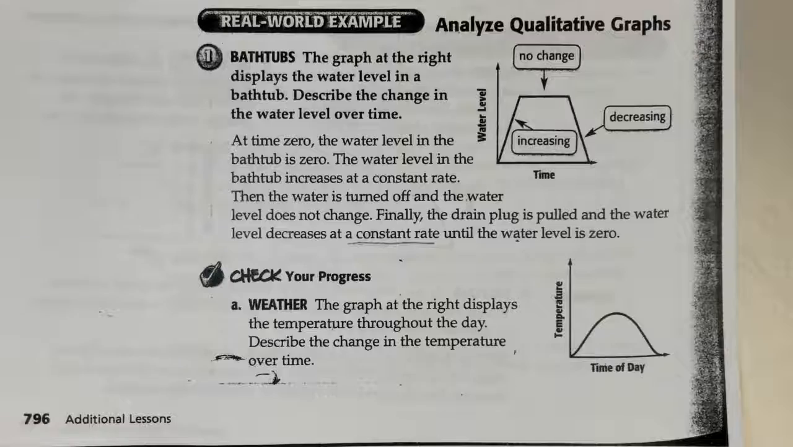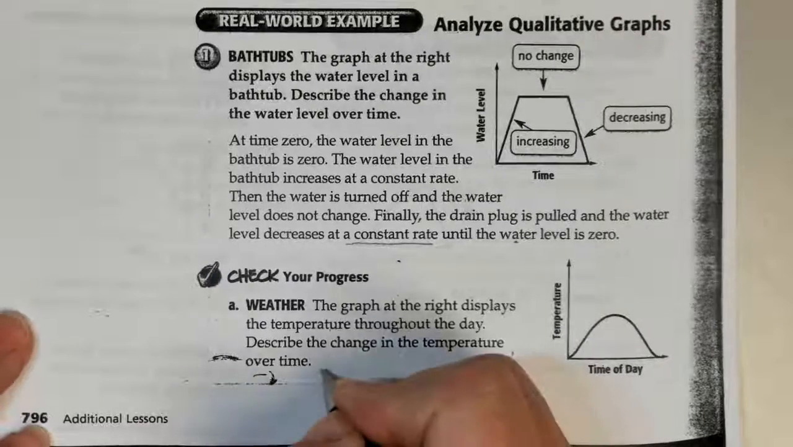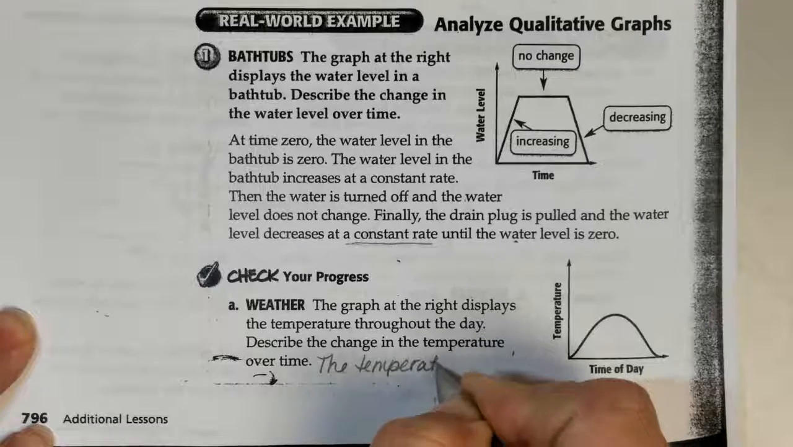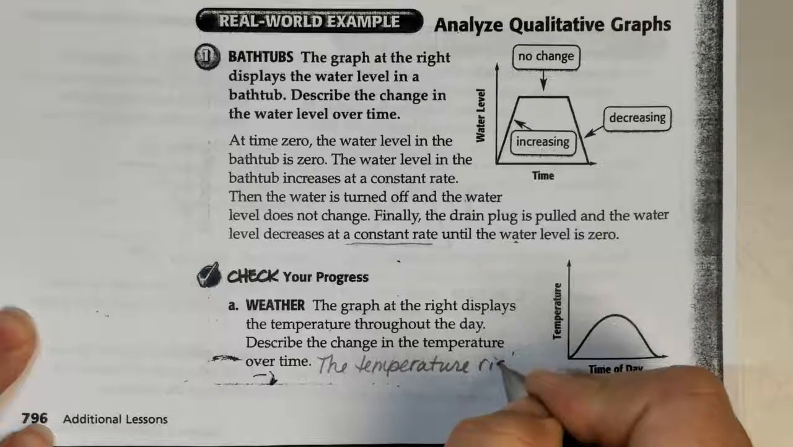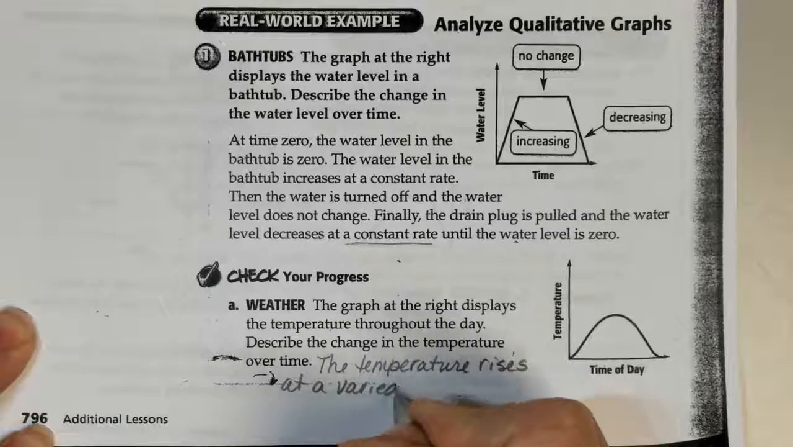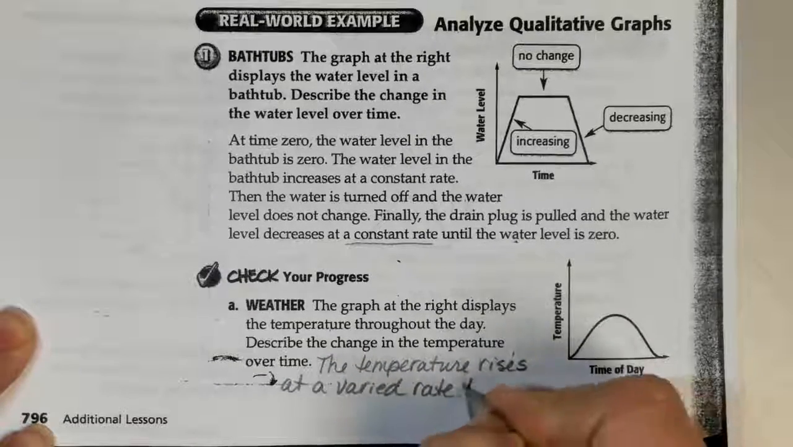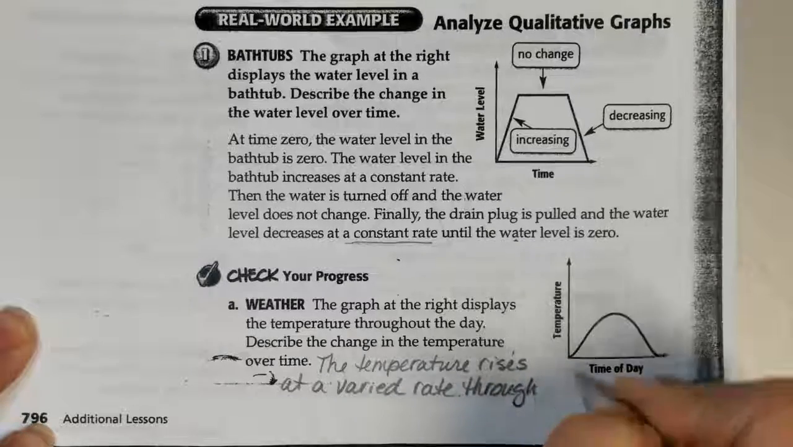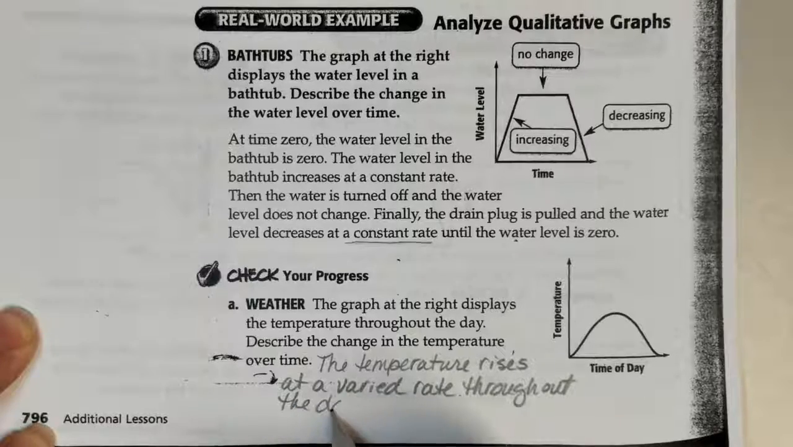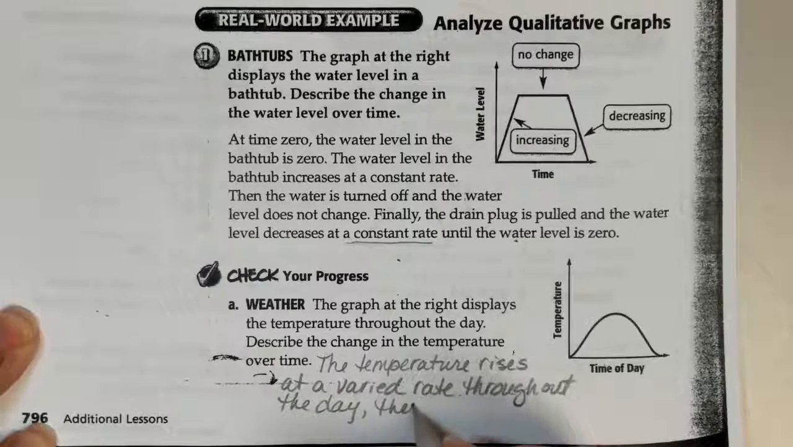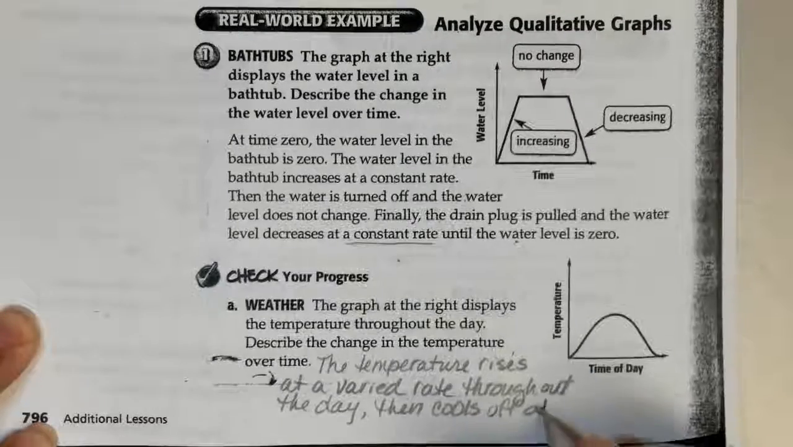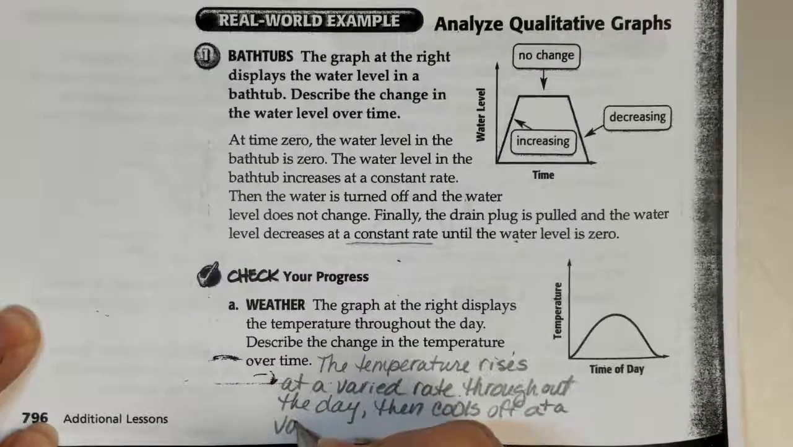So if we were going to describe the temperature in this graph, we might say the temperature rises at a varied rate throughout the day, then cools off at a varied rate at night.